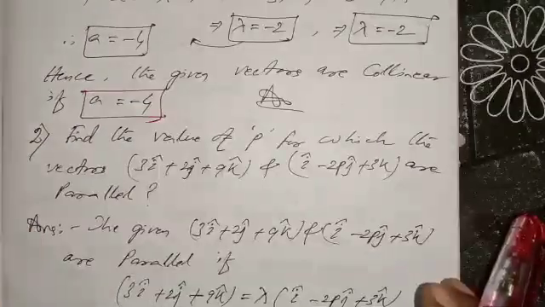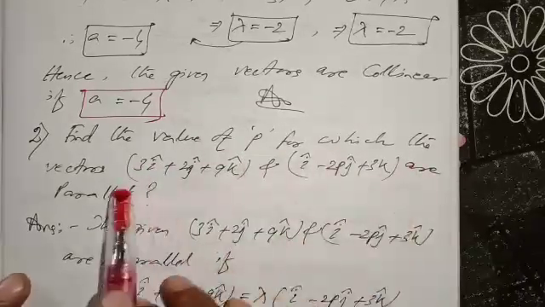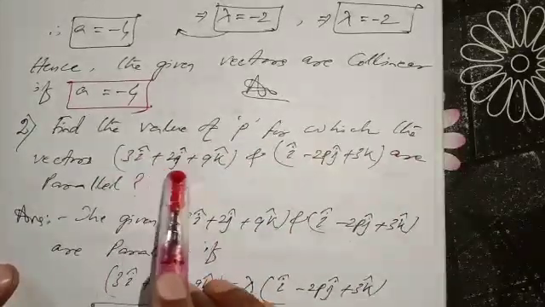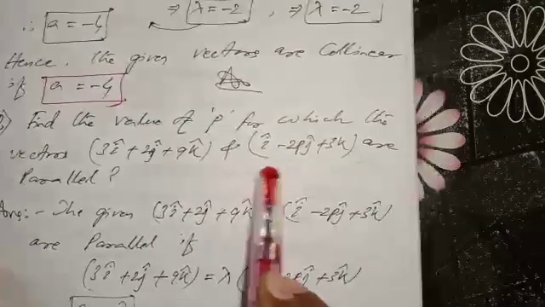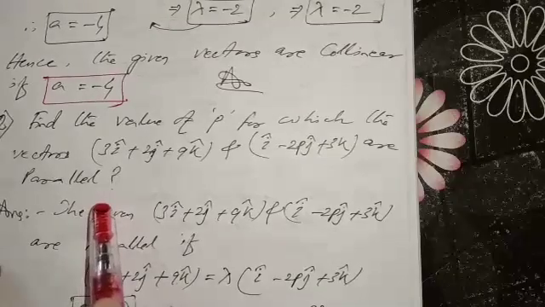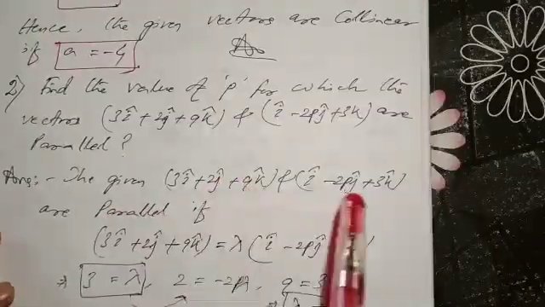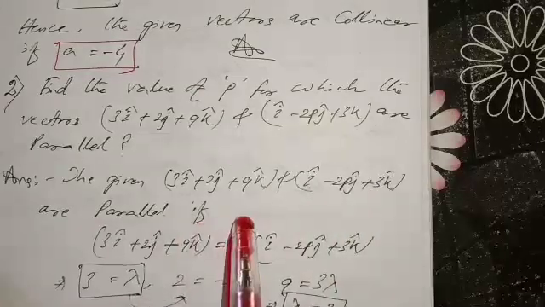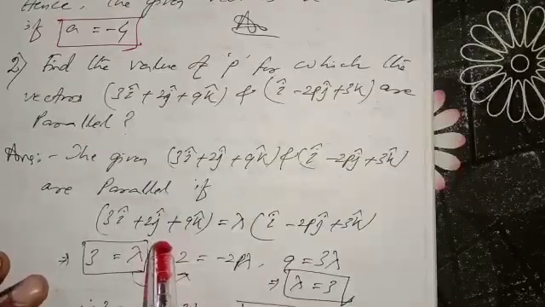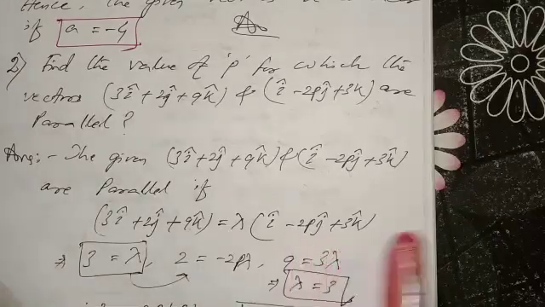Let me read the question. Find the value of p for which the vectors 3i plus 2j plus 9k and i minus 2pj plus 3k are parallel to each other. So what is the condition for parallel? The given vectors are parallel if the first vector is equal to lambda into the second vector. Here the unknown quantity is p, you have to find out.